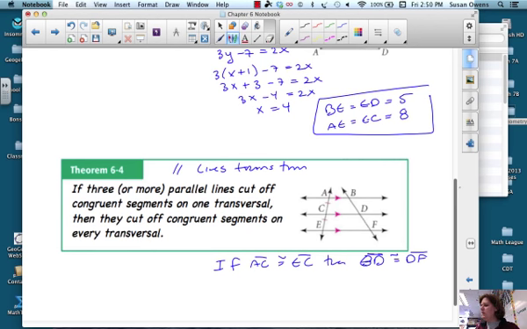We won't use this one too much in proofs. We have one later on when we deal with similar triangles. It's called the side splitter theorem that we use a whole lot more than we use this one about parallel lines. The main theorems that are important are the first 3 about parallelograms.